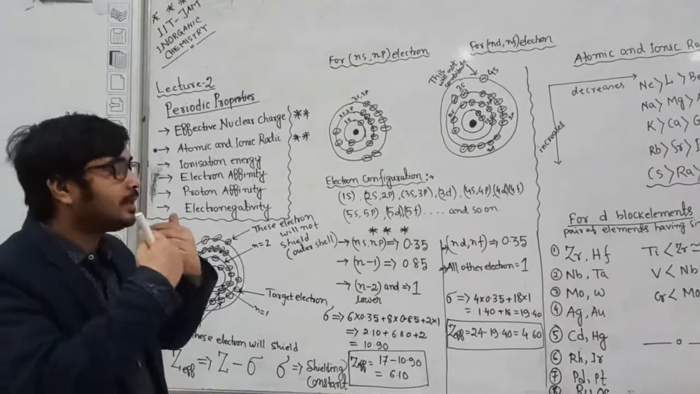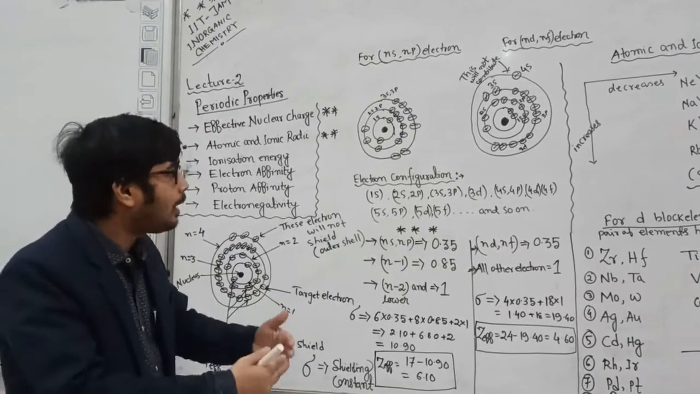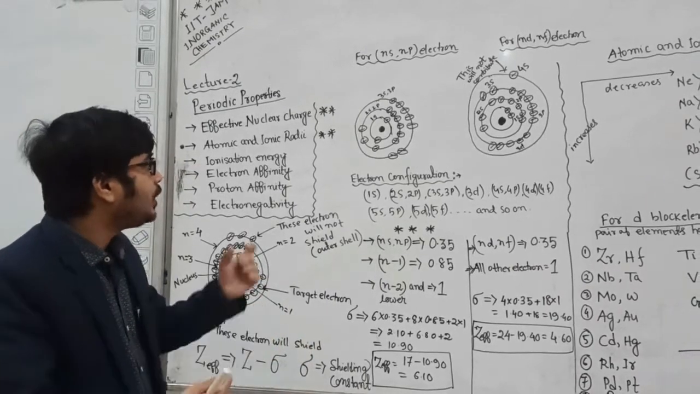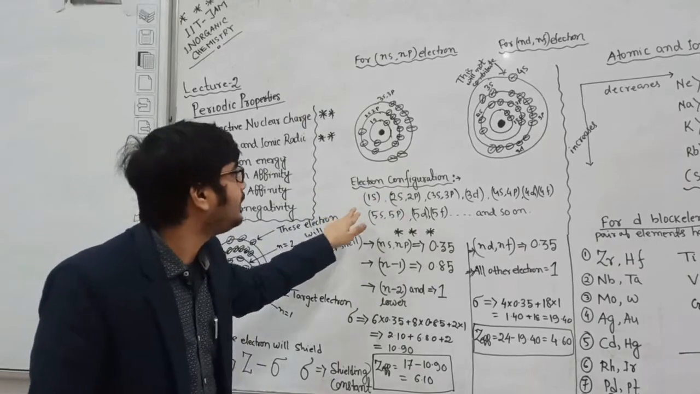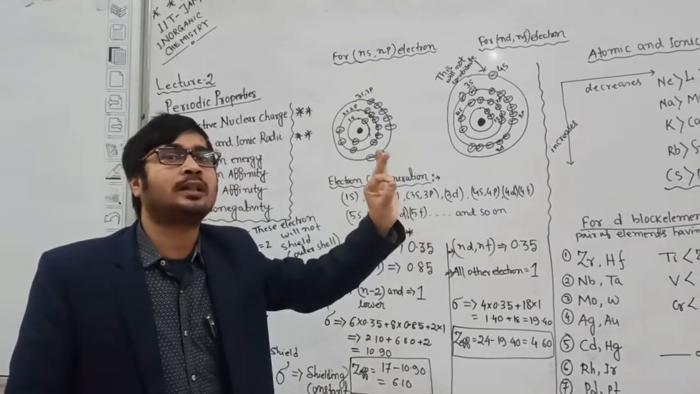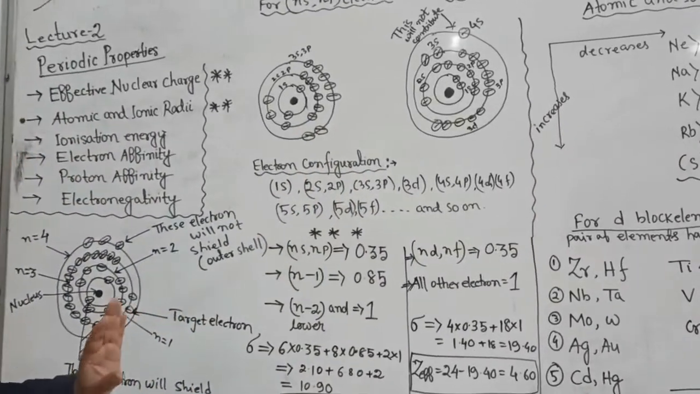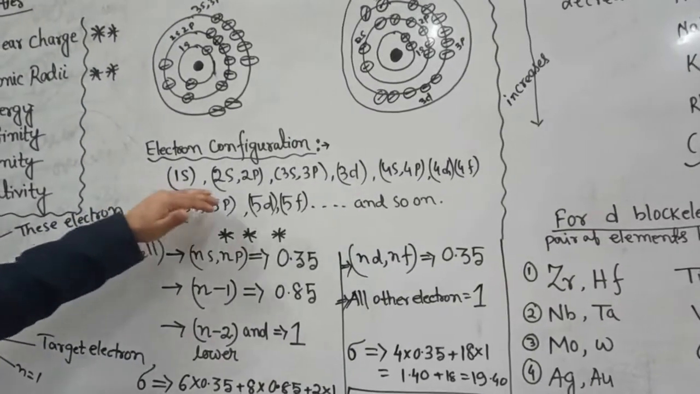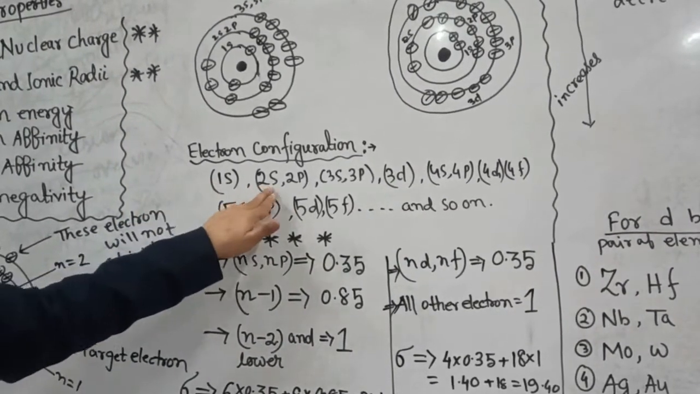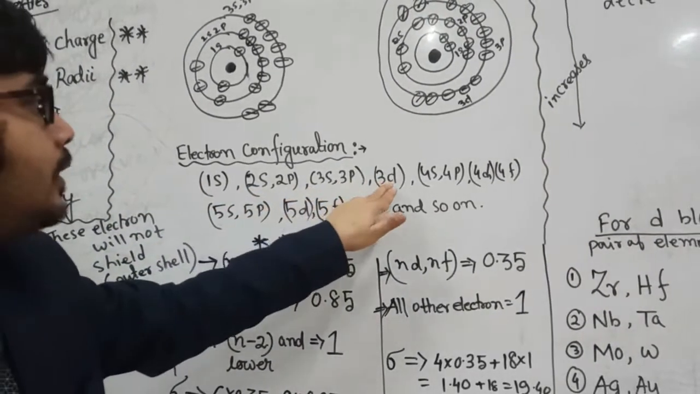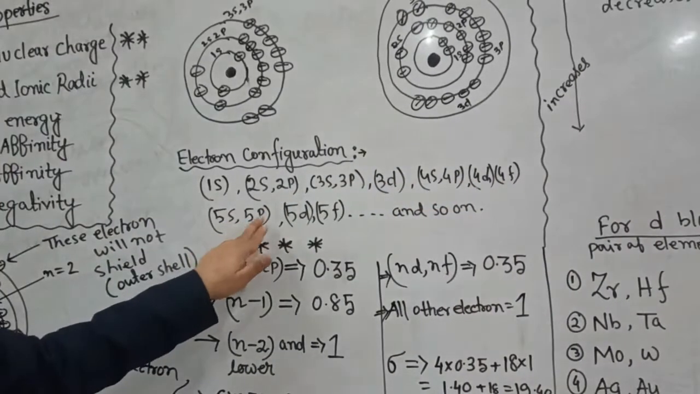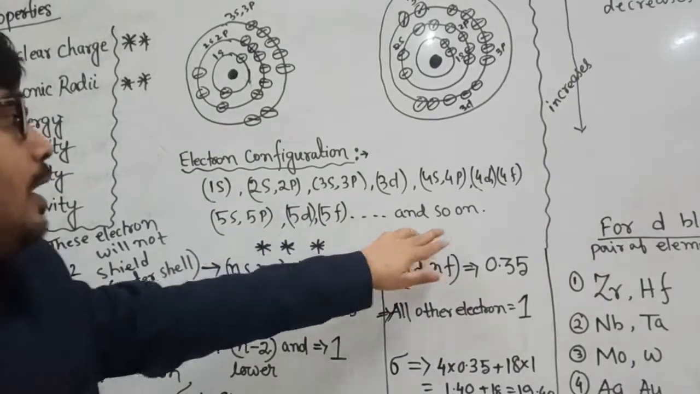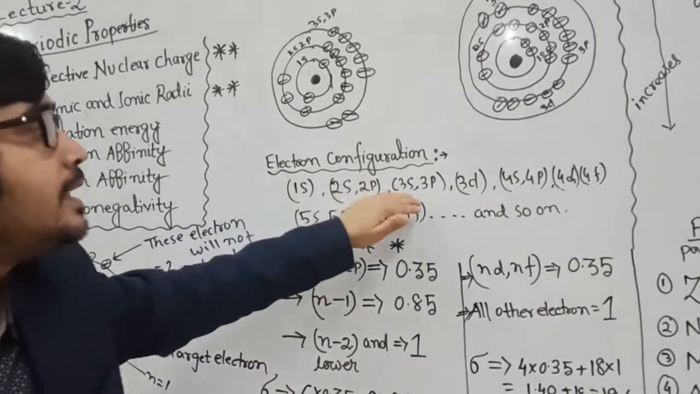To apply Slater's rules, you must first write the electronic configuration in this way. You need to forget the above principle. We need to write the electronic configuration as 1s, 2s, 2p, 3s, 3p, 3d, 4s, 4p, 4d, 4f, 5s, 5p, 5d, 5f, and so on. That means you have to write in increasing order of n.